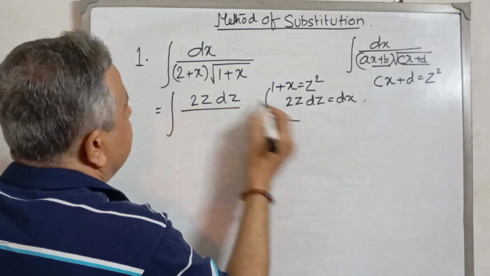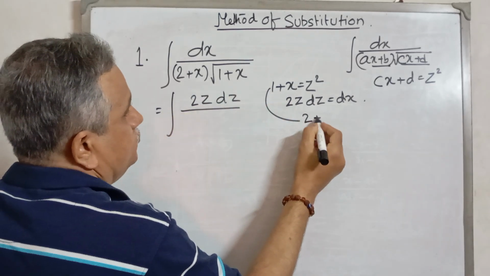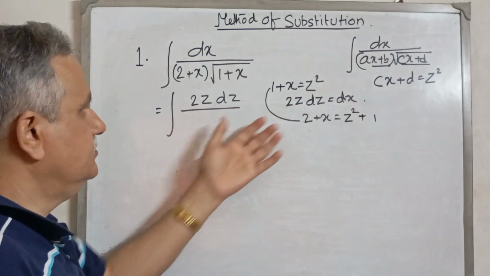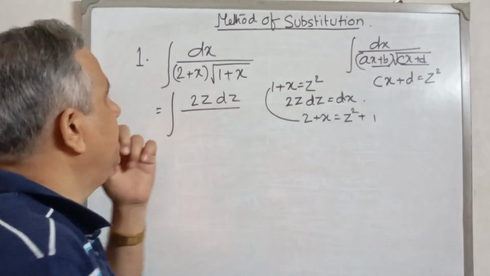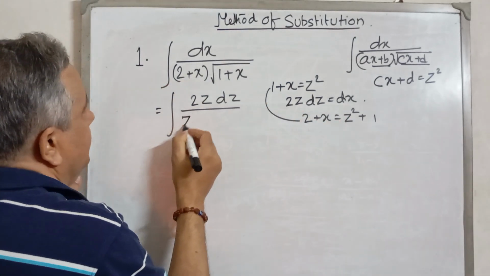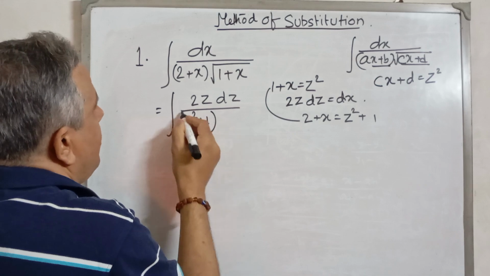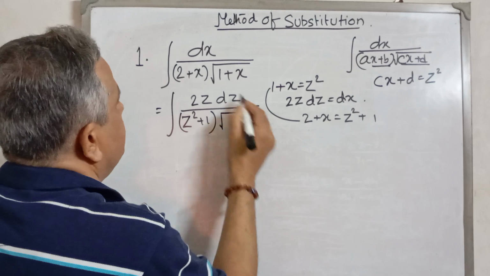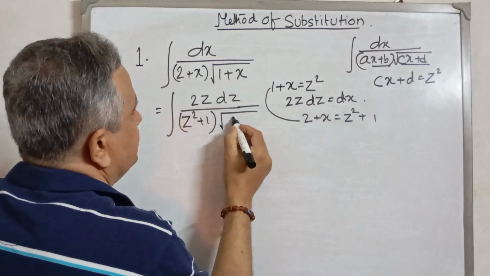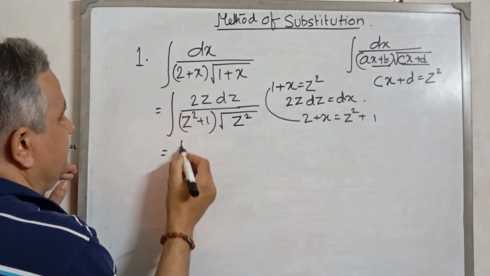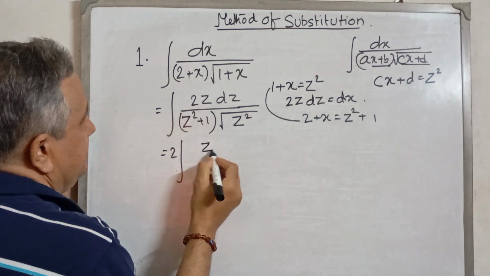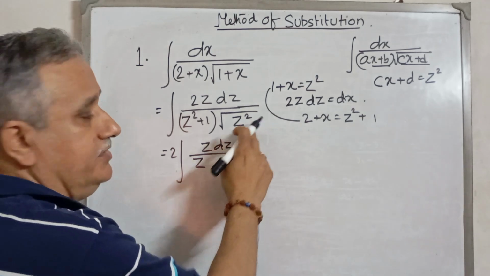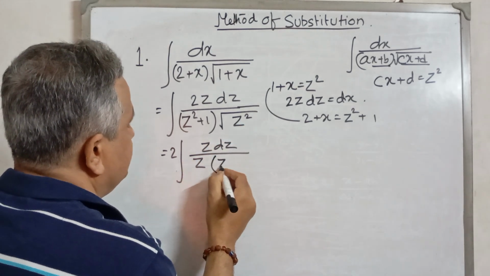Now 1 plus x is z square, so what is 2 plus x? Just adding 1 on both sides, we get 2 plus x is z square plus 1. So putting here 2 plus x is z square plus 1. Now under the root, 1 plus x is z square. Now it becomes, in the next line, 2z dz. Root over z square is only z, and this is z square plus 1.